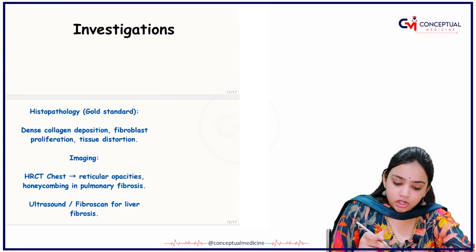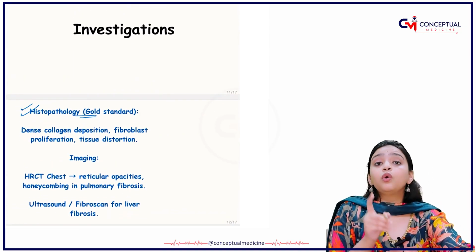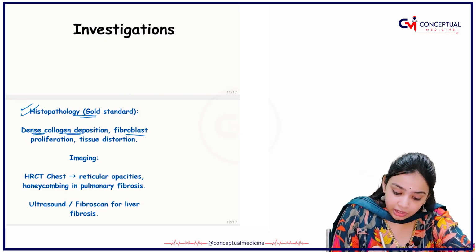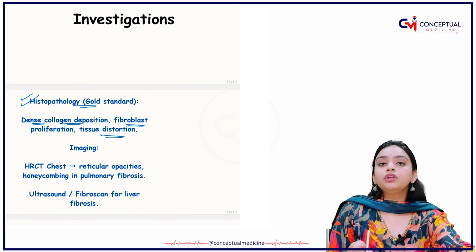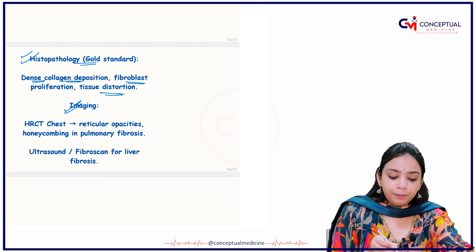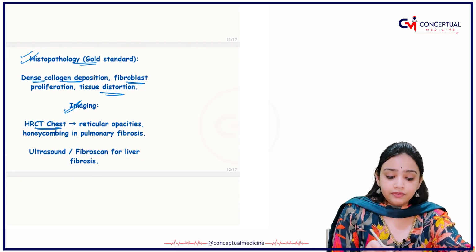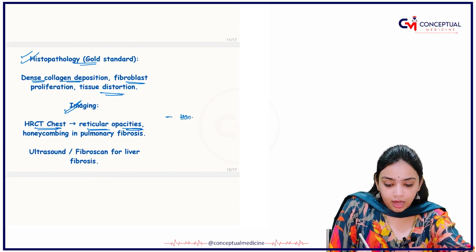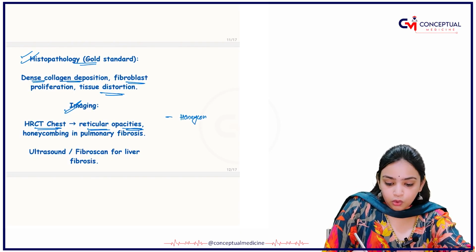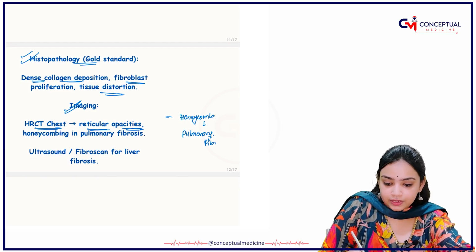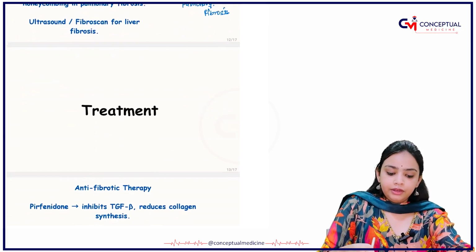Investigations. What investigation will you do? Histopathology is the gold standard. There you will be able to see dense collagen deposition by fibroblasts, and tissue distortion will be there. When you do imaging, the HRCT of the chest will show reticular opacity and a very famous honeycomb-like structure in pulmonary fibrosis.